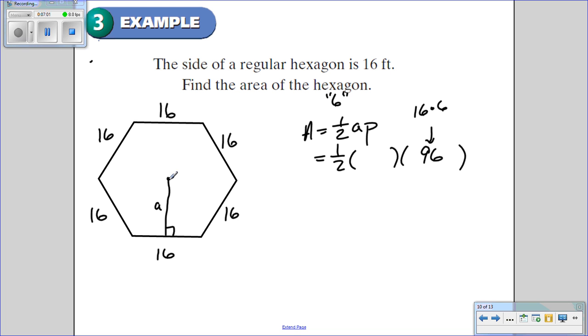So the first thing I'm going to do is draw a radius. Okay, this is a radius. And I'm also going to figure out what this angle is right here. Now this angle is half of a central angle. So I'm going to take 360 degrees divided by the number of sides, 6, and then divide that by 2. And we get 30 degrees. Now if this is 30 degrees, this is 90 degrees, that makes this 60 degrees.